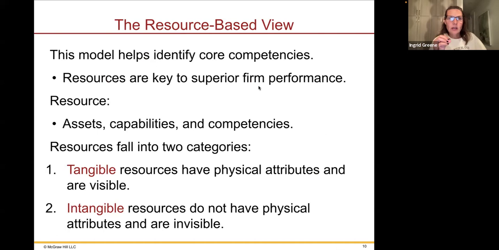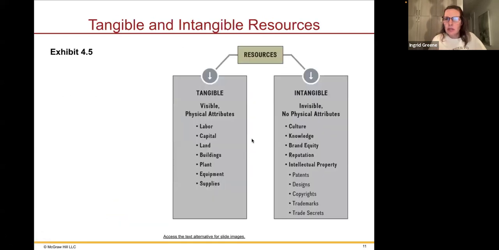So, right, you need to identify these. If you're going to do well, you really need to understand very well what you do well. And resources, as we said, are assets, capabilities, competencies. And they fall into two categories, tangible and intangible. As I mentioned at the beginning of this section of this chapter, that tangible have physical attributes like brick and mortar buildings, and intangible, they don't have anything. Let me hop on to the next slide because I love this exhibit here.